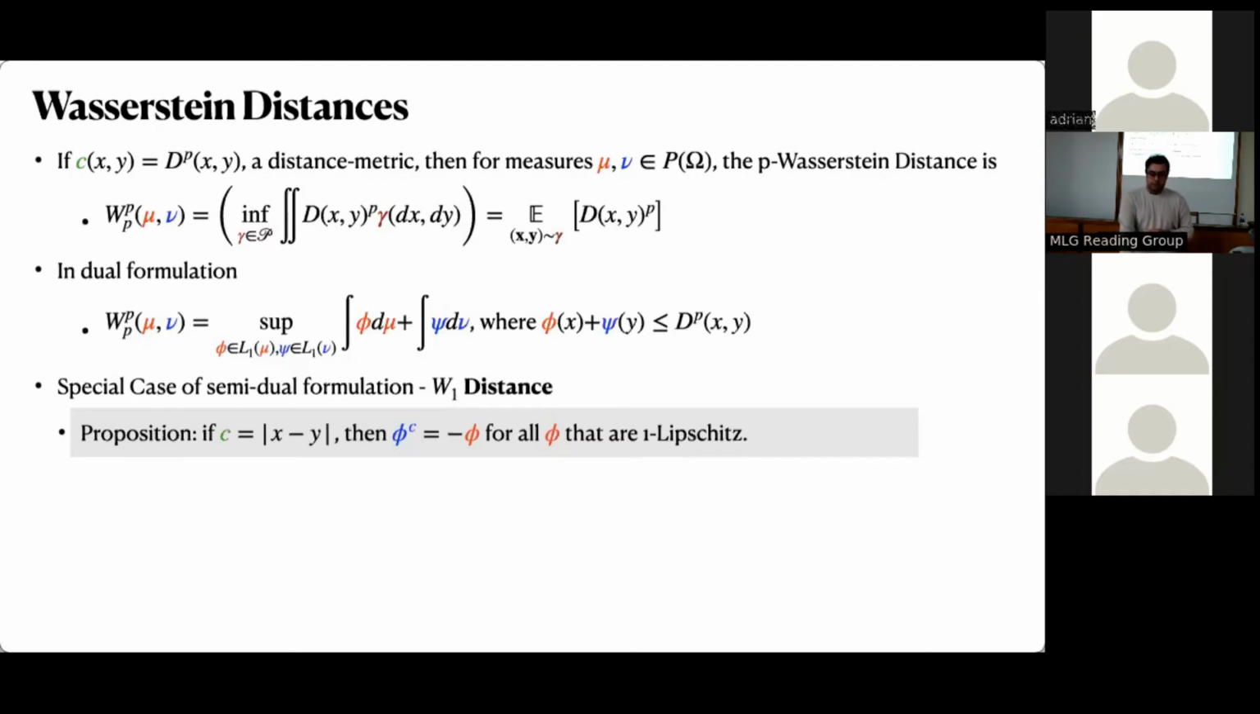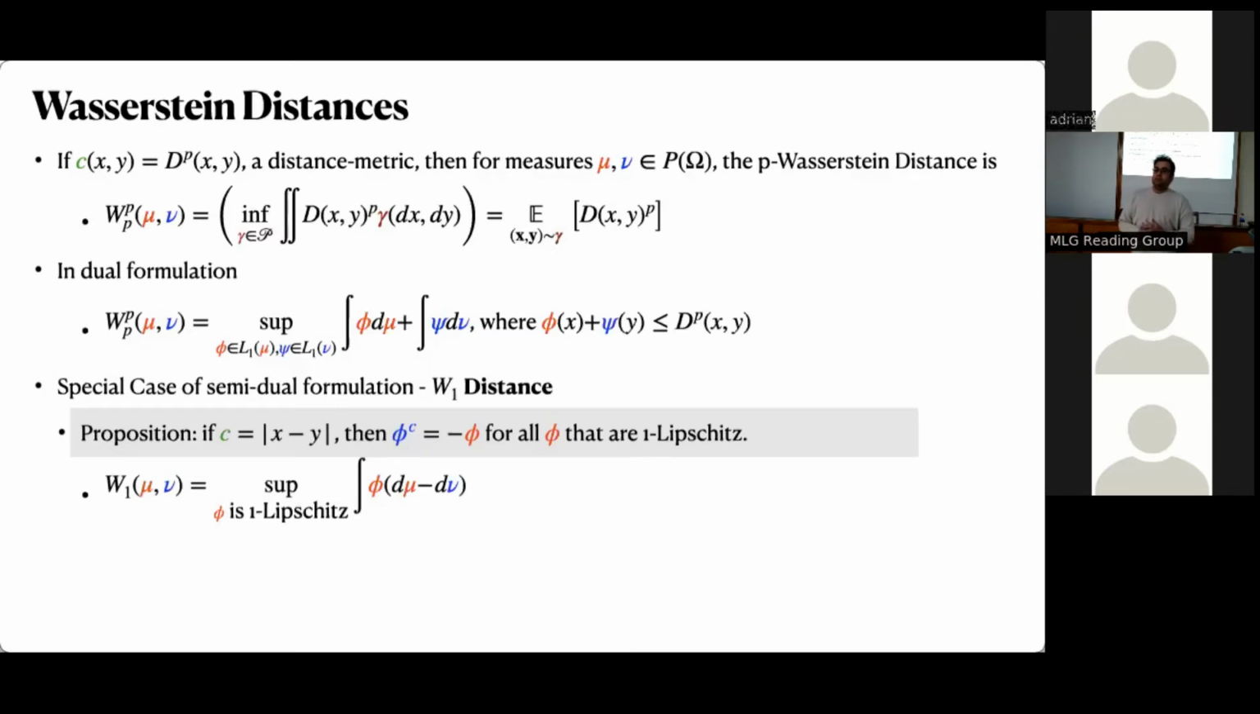For this very specific cost function, what the Wasserstein distance boils down to is the integral of phi over the first measure minus the integral of phi over the second measure. Then phi maximizes this integral.